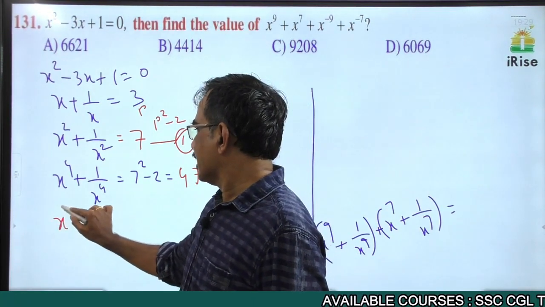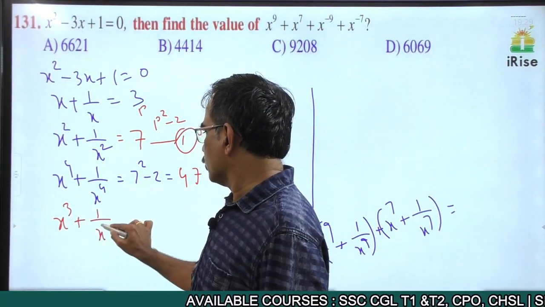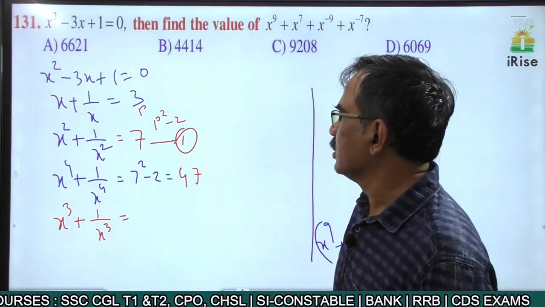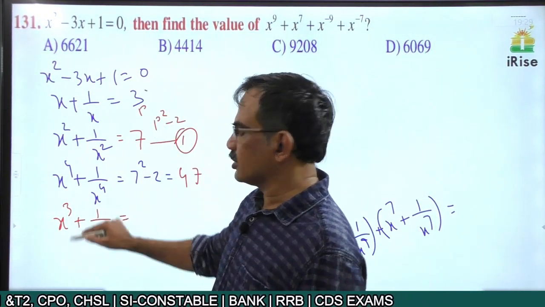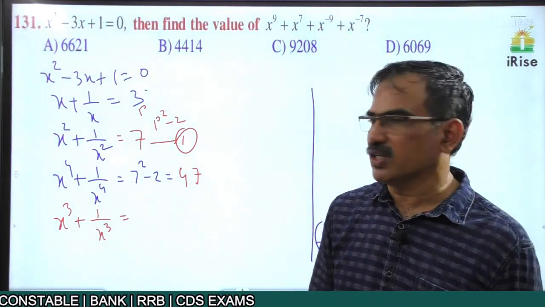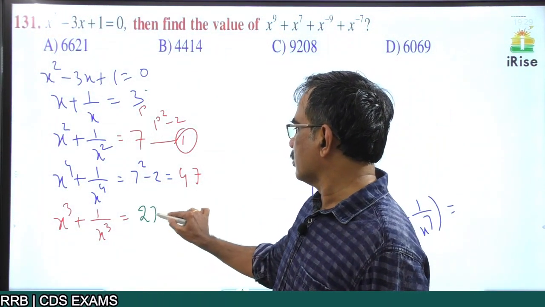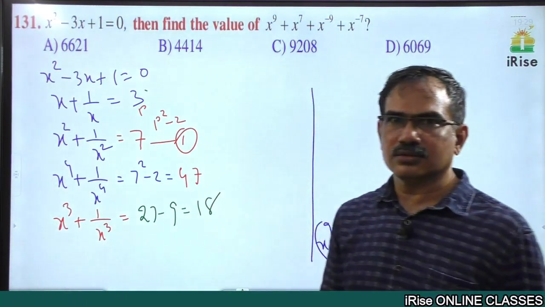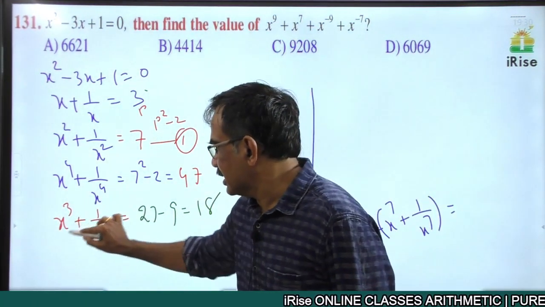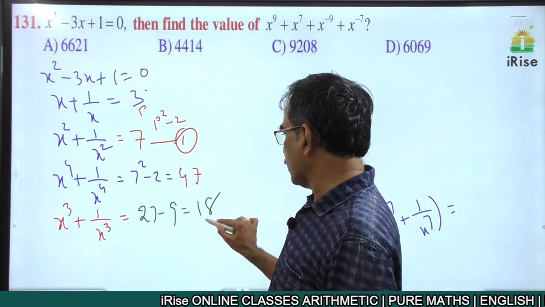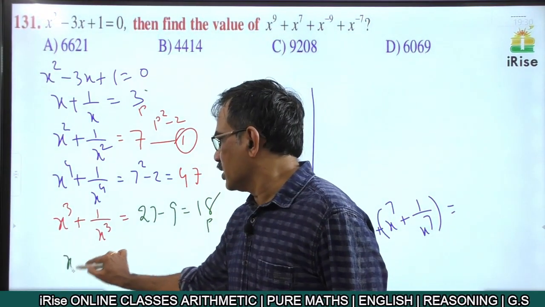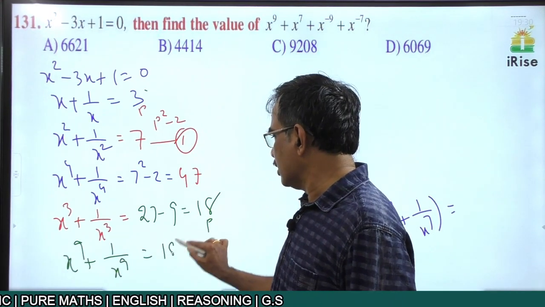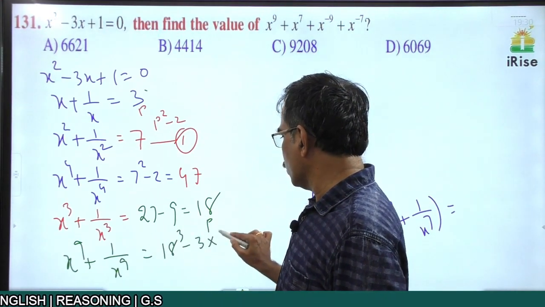Similarly, what is x cube plus 1 by x cube? If x plus 1 by x is 3, x cube plus 1 by x cube is equal to p cube minus 3p. P cube 27 minus 3p 9, which is equal to 18. Consider this as x and this as 1 by x. X plus 1 by x is p. Then what is x power 9 plus 1 by x power 9? P cube, 18 cube minus 3 into 18.